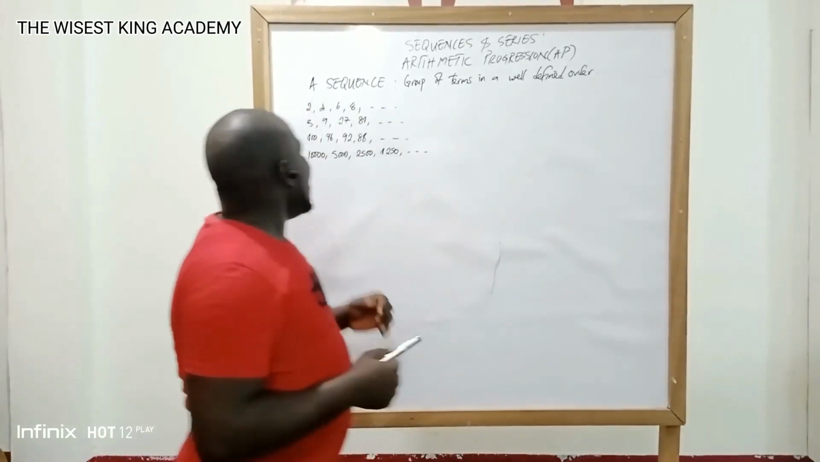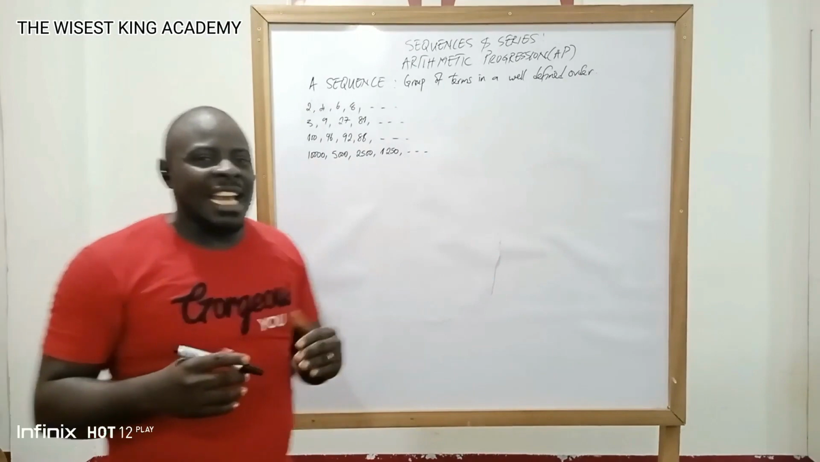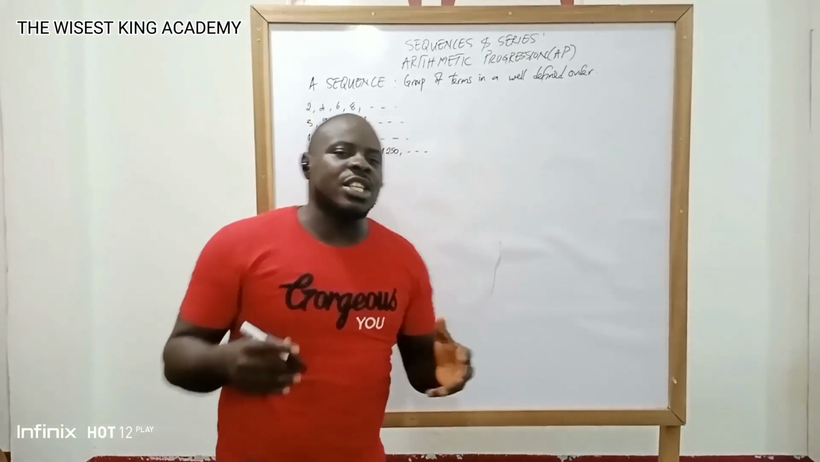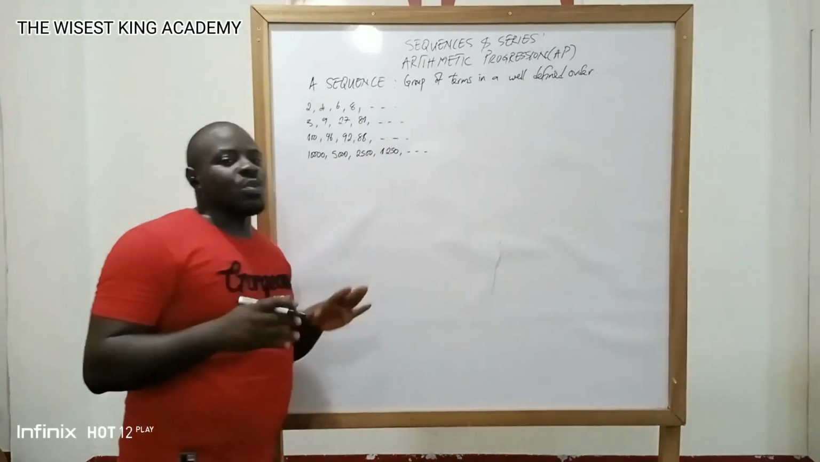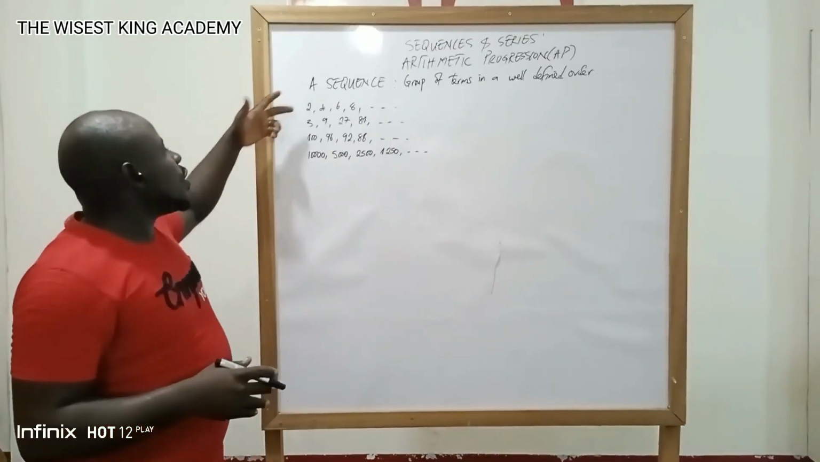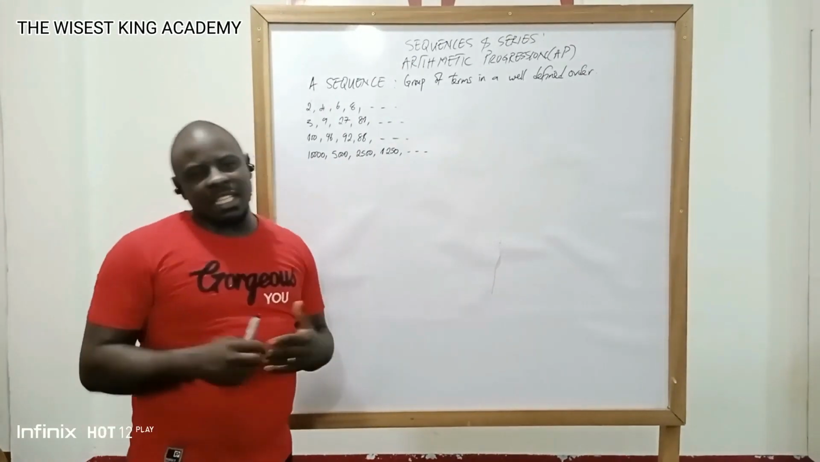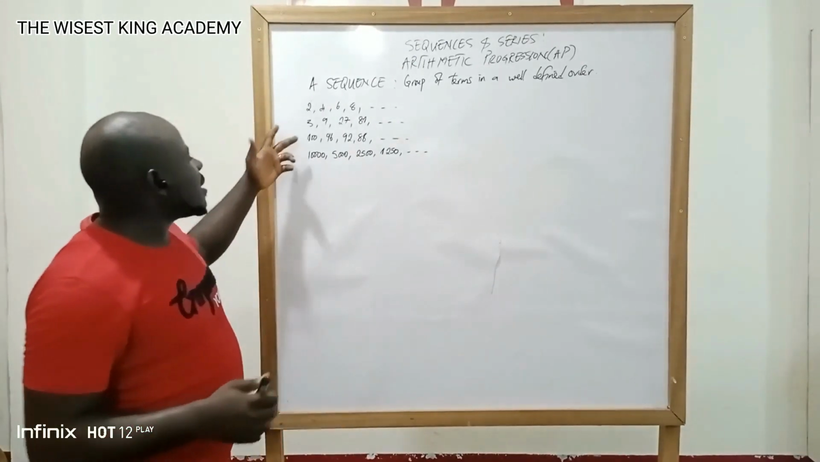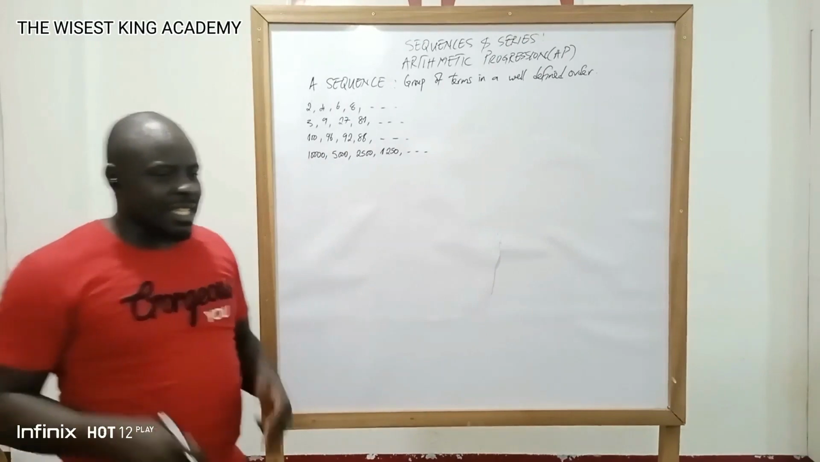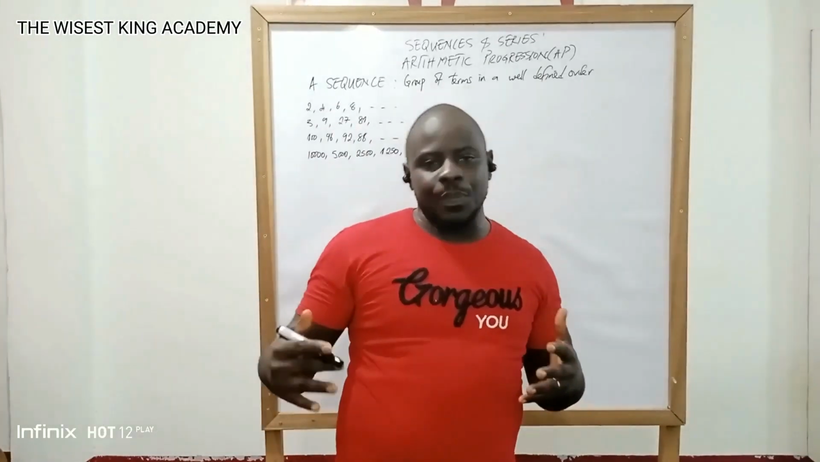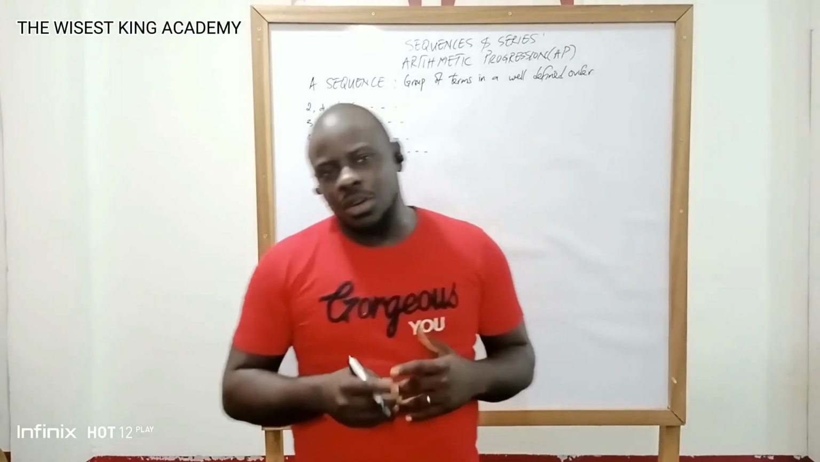Now, a sequence might be in an increasing order or decreasing order. An increasing sequence is a sequence whose first term is the smallest term. For example, the first and the second examples here are increasing sequences. Meanwhile, the third and the fourth are decreasing sequences. A decreasing sequence is a sequence whose first term is the highest term.